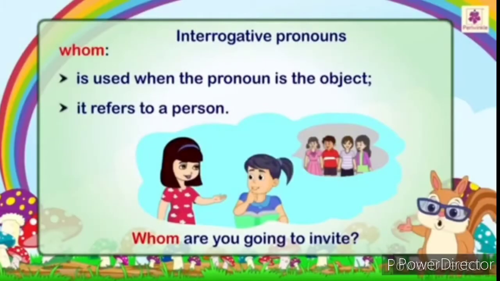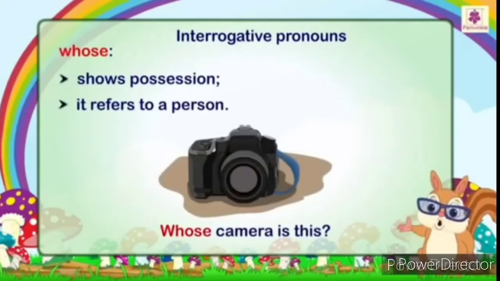The next interrogative pronoun is whom. It is used when the pronoun is the object and it refers to a person. Look at the example here. Whom are you going to invite? The next interrogative pronoun is whose. Whose is used to show possession. It refers to a person. Look at the example here. Whose camera is this?